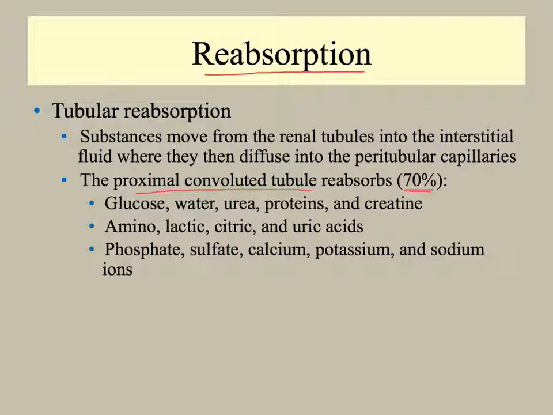So some of the things that are reabsorbed: glucose, large amounts of water, small amounts of urea, various proteins, creatine, the various amino acids, which are all listed here, and some of the other acids that are important, and some ions. So these are reabsorbed by the proximal convoluted tubule when our body says, wait a minute, I'm not ready to throw those things out yet. They need to stick around.